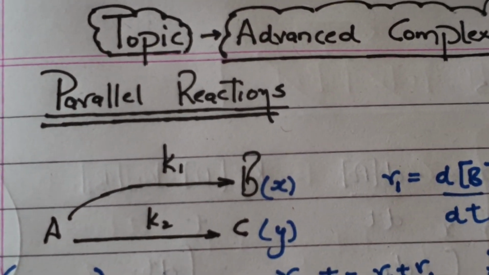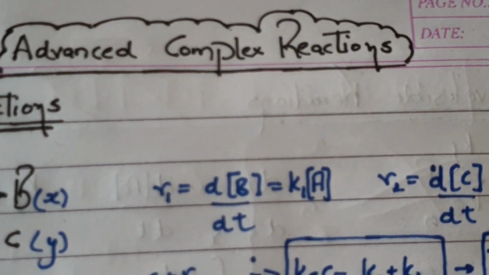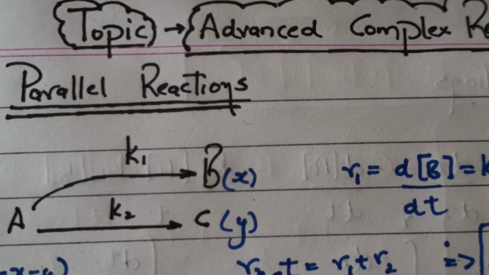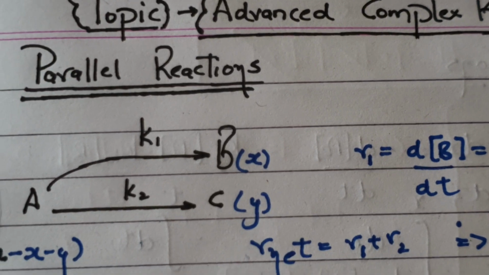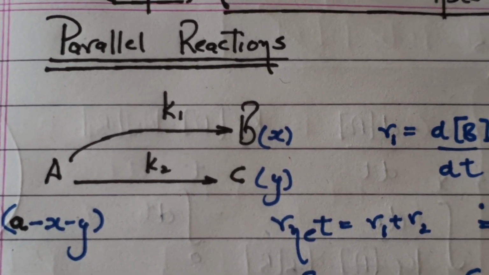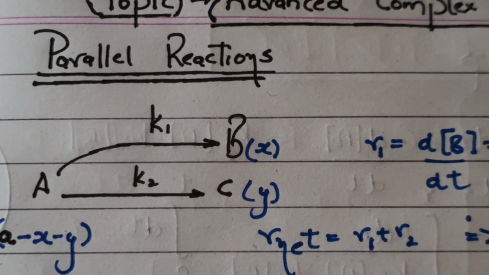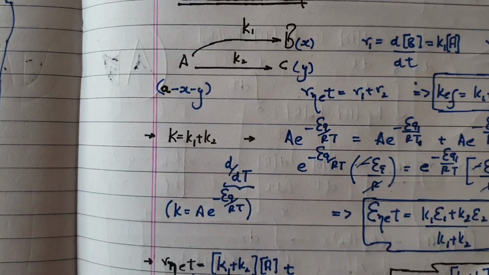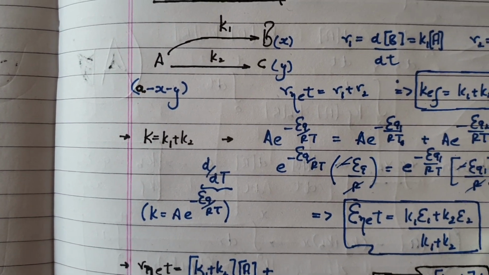So, this is the topic: advanced complex reactions. This topic is regarding nuclear decay and radioactivity. And there are generally three types of reaction: parallel reaction, sequential reaction, and reversible reaction. So let me first start with parallel reaction, as it is the easiest one of them all.